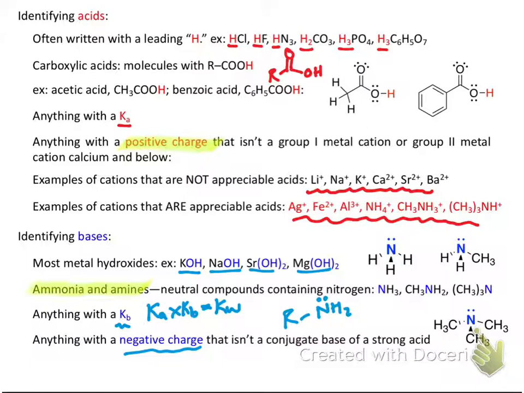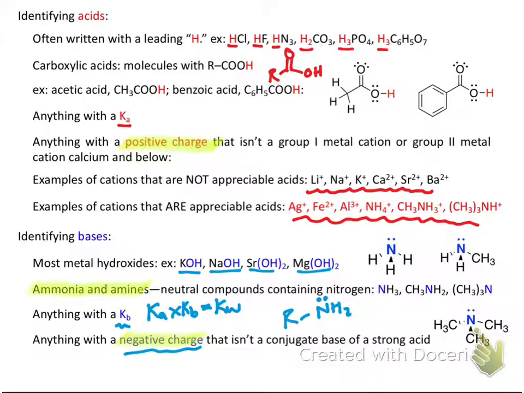And then anything with a negative charge that isn't Cl-, Br-, I-, NO3-, HSO4-, ClO3-, CrO4-, anything that's not the conjugate base of a strong acid can act as a base in aqueous solution. There are some that are amphoteric, like HS- or like HCO3-, bicarbonate, for example. But this is a very good rule of thumb to help simplify things and identify especially salts.